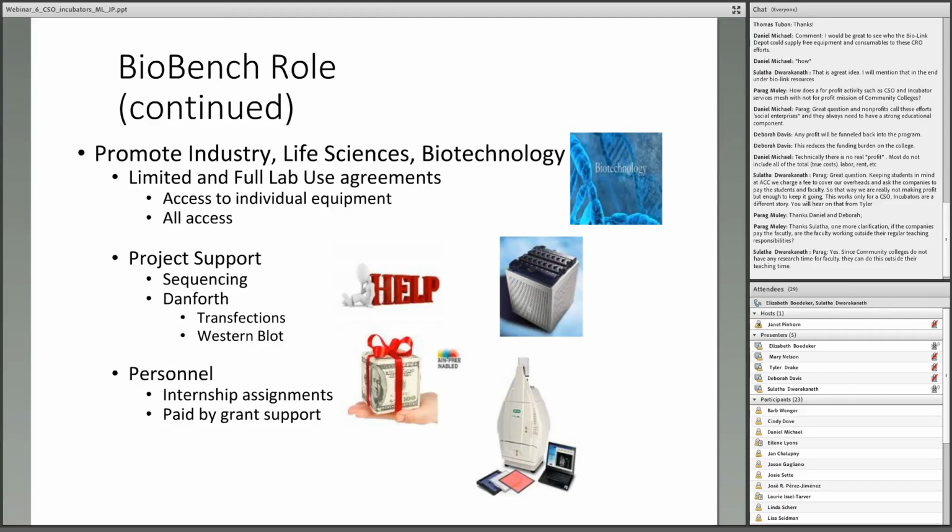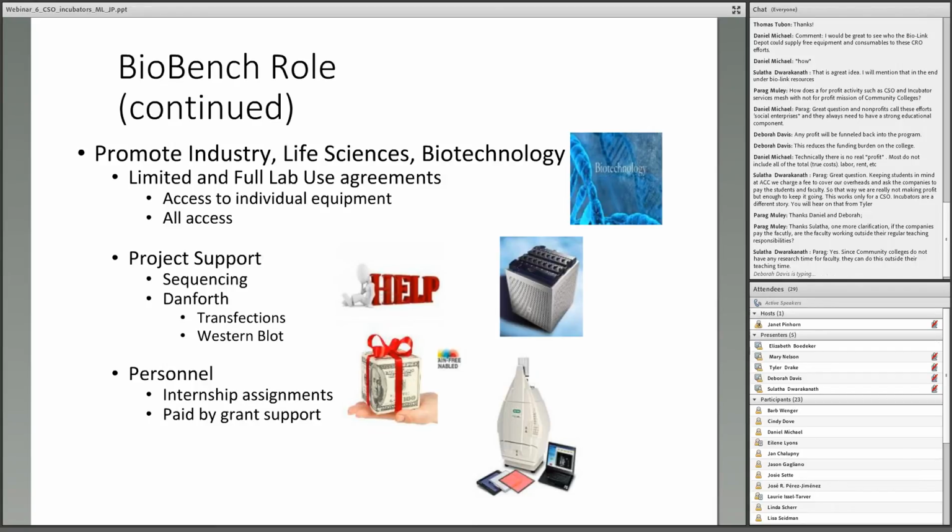But one way that we can promote a lot of these startup companies and even medium-sized companies is with these limited and full lab use agreements that we allow. And these are legal contracts. In some cases, if it's a limited lab use agreement where they're only accessing a certain piece of equipment on a regular basis, we will designate what that equipment is. Most of our clients opt for an all access where they can access everything in the lab that we have.